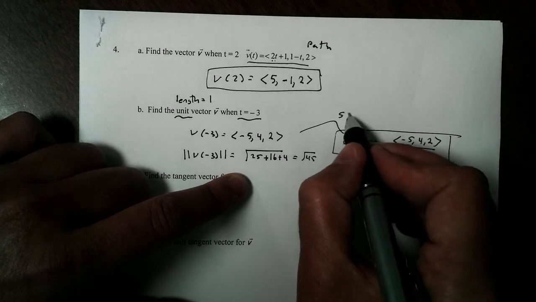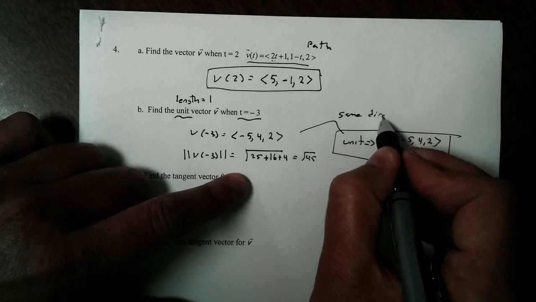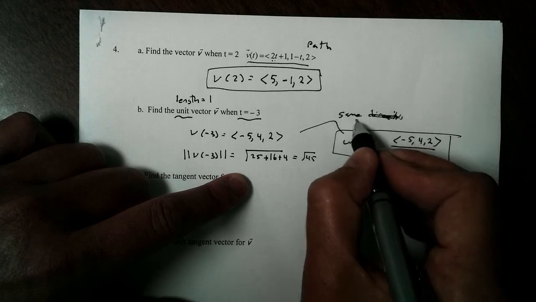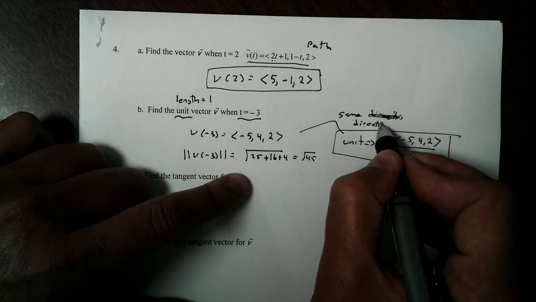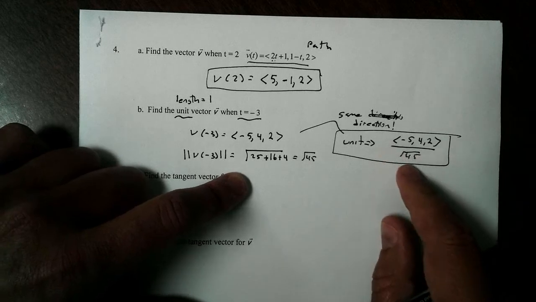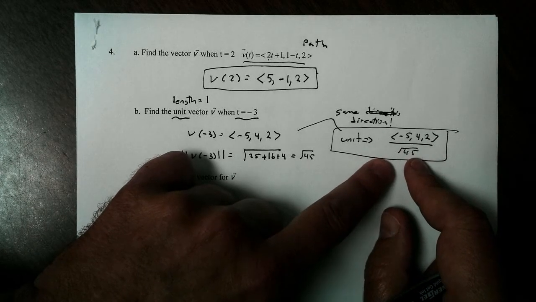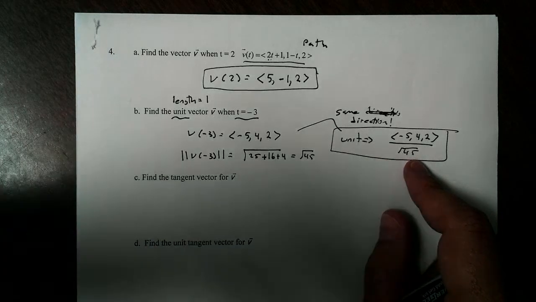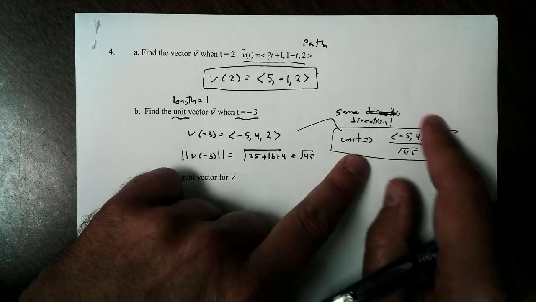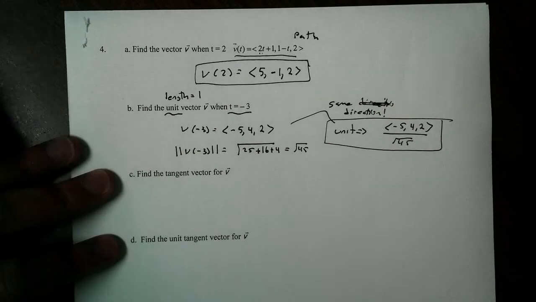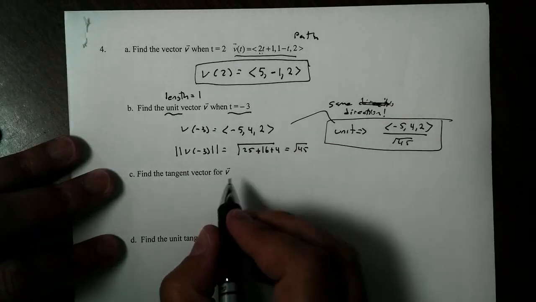Remember, these are in the same direction. They're in the same direction, but this one only has a unit length of 1. And the reason we like that is because if something has length 1, it's easier to scale it for other values later on. Next question, part C, says find the tangent vector.